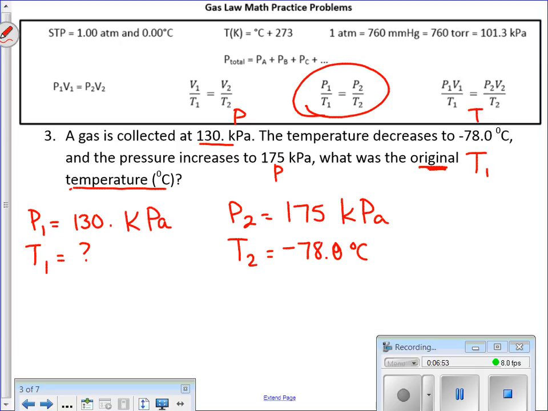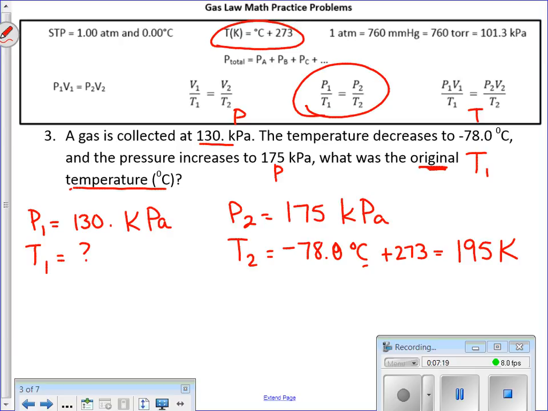that temperature has to be converted to Kelvin. So in order to convert degrees Celsius to Kelvin, you're going to use this relationship up here. I'm going to take my Celsius temperature and add 273, and that'll give me a Kelvin temperature of 195. Okay? You have to do that before you do any substitution into an equation.